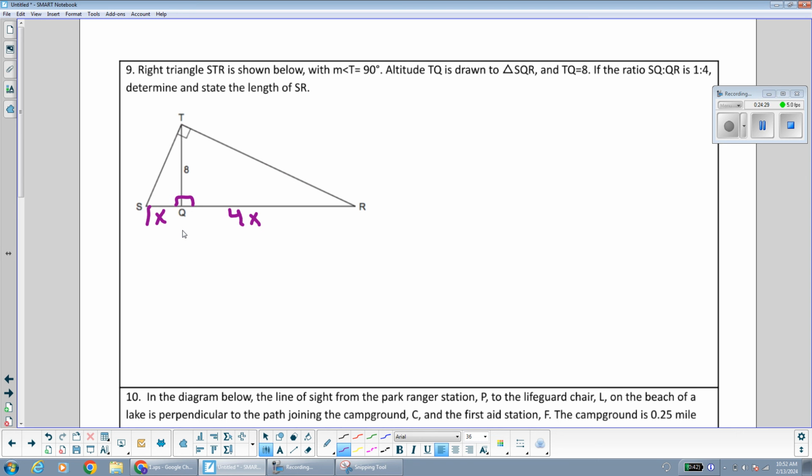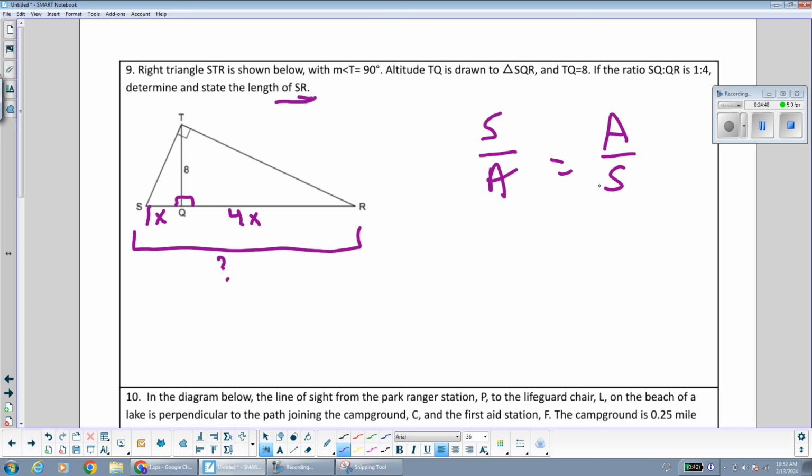And what we need to find is the total length of SR. So I'm going to put that as a question mark. So I'm going to ask myself, Hills or SAS? Do I know anything about the altitude? Yes, I do. I know that the altitude's 8. SAS, altitude rule. So let me write down my SAS over here. And the two segments of the hypotenuse are 1x and 4x, or just x for short. And the altitude is 8.